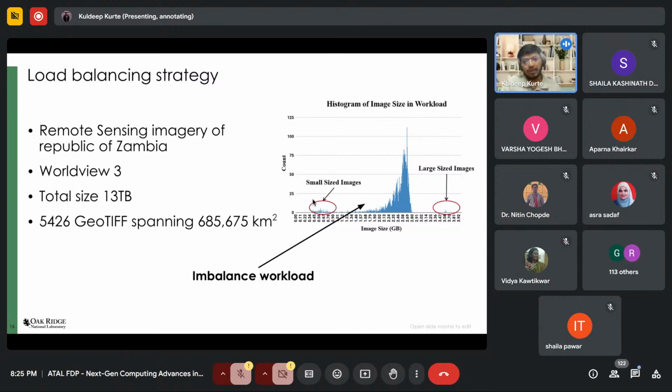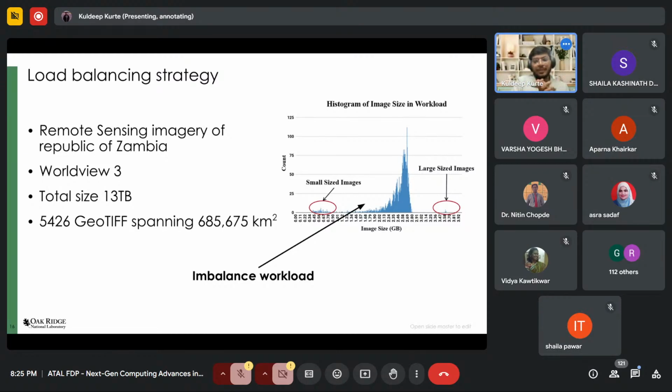But the workload that I highlighted in these red circles on the left side captures the small size images, and on the right side captures the large size images. So basically, you can see that there is a disparity in the size of the data that you use. This is because of the way we got the data.